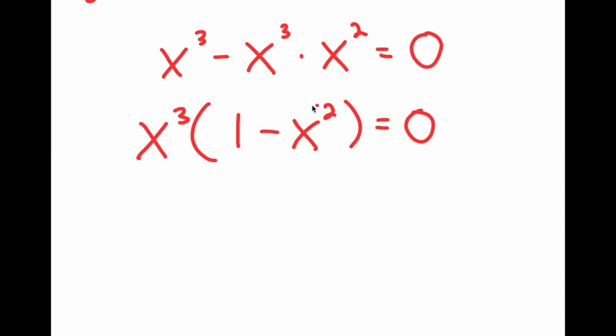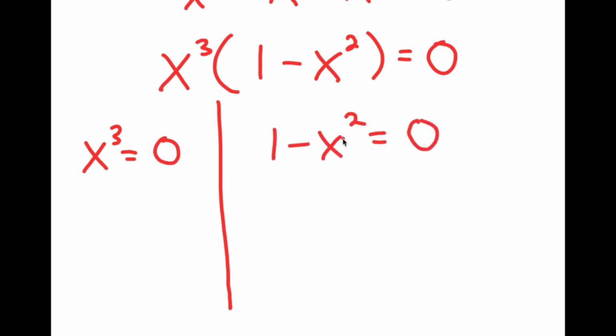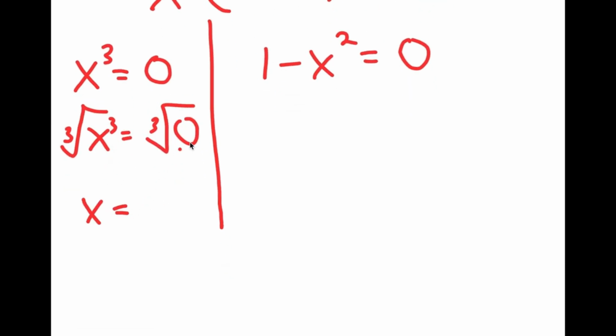So now this gives me two equations. I get x^3 = 0, and I get 1 - x^2 = 0. So for x^3 = 0, I'm going to take the cube root on both sides. So I get the cube root of x^3 is equal to the cube root of 0. The cube root of x^3 is x, and the cube root of 0 is 0. So x = 0 is one solution.